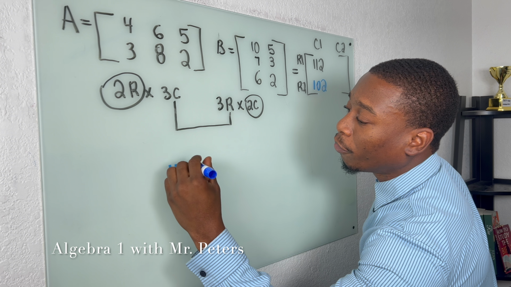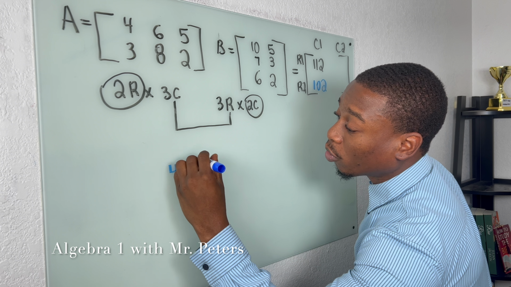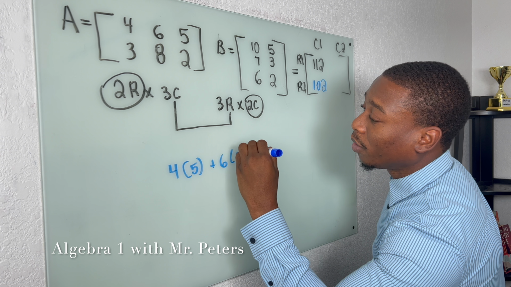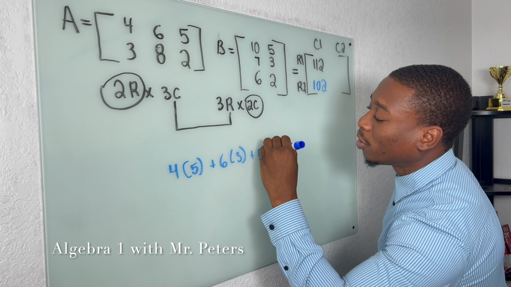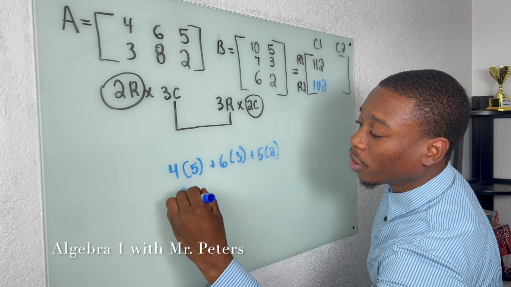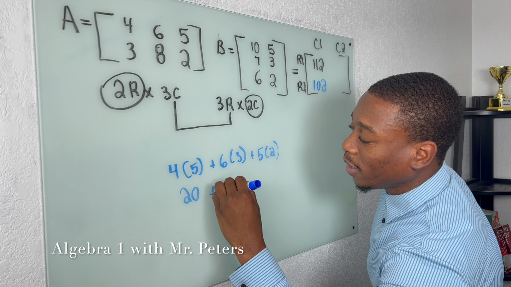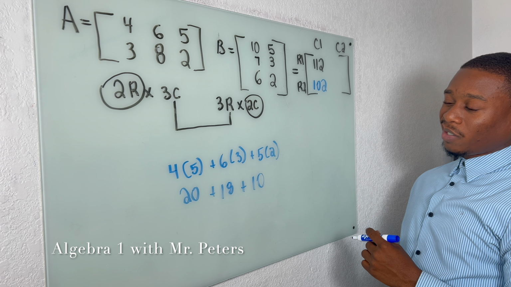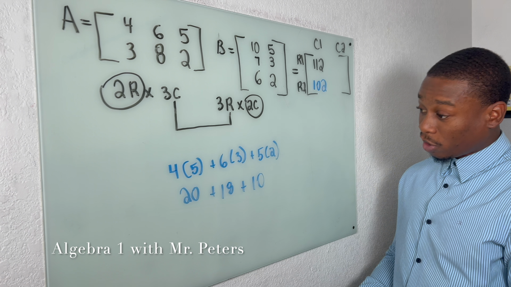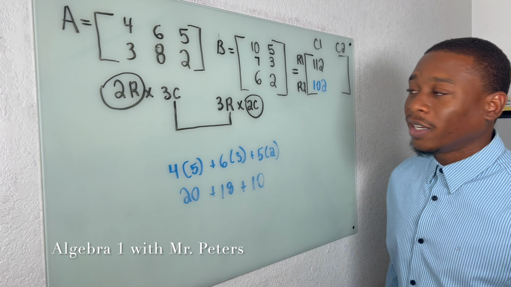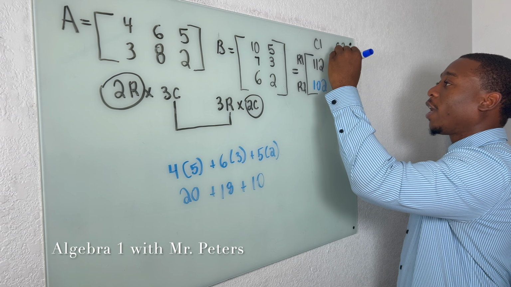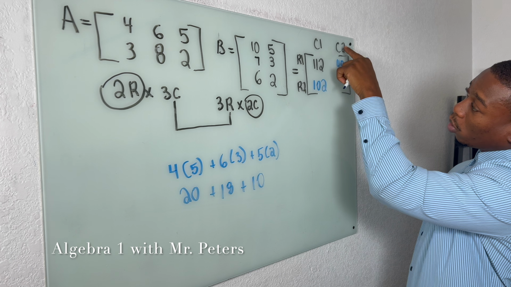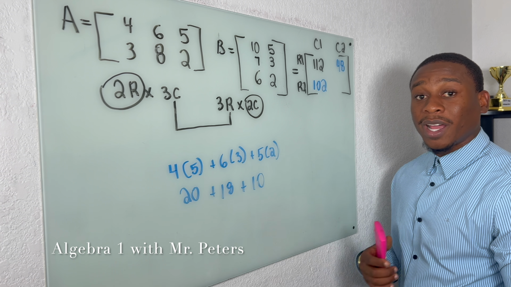So we have 4 times 5, because we're multiplying by column 2 now, plus 6 times 3, plus 5 times 2. When we simplify this, we're going to get 20 plus 18 plus 10, which should be about 48 if I'm not mistaken. Let's just double check. No, actually, I think that's right. So now we're going to put 48 in row 1, column 2, just to make sure that you guys are on the same page.